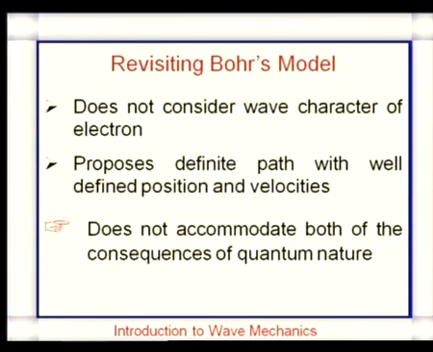We can only talk about probabilities. So in the light of this, Bohr's model doesn't accommodate either de Broglie's formalism or Heisenberg's uncertainty principle. That means on both these counts, Bohr's model is inadequate. That lets us suggest that we need a new theory, and that theory is wave mechanics. So what I've done so far is establish the need for a new theory to describe the nature of particles like electrons and molecules.